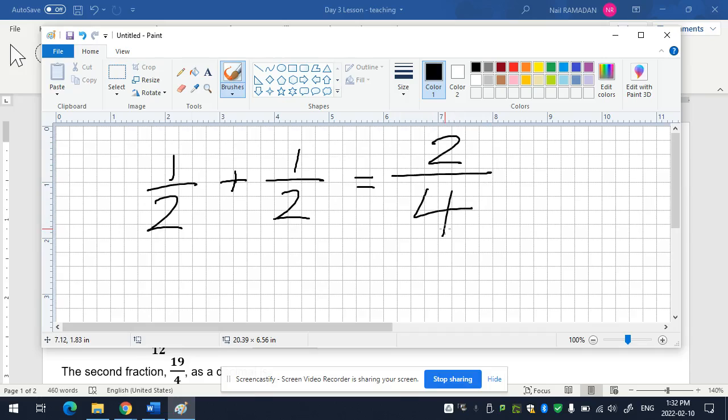What did we learn yesterday? You can take any fraction and simplify it. Obviously, 2 and 4 both divide by 1, and also both divide by 2. So that means, does that make sense? No, no, no. That person thinks that if you add half to another half, you get another half.